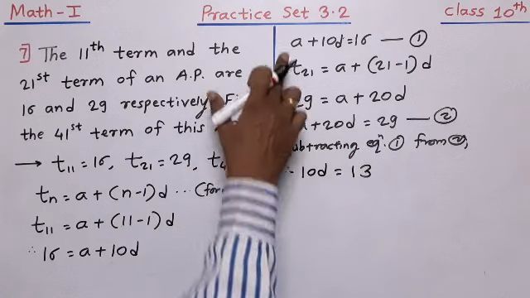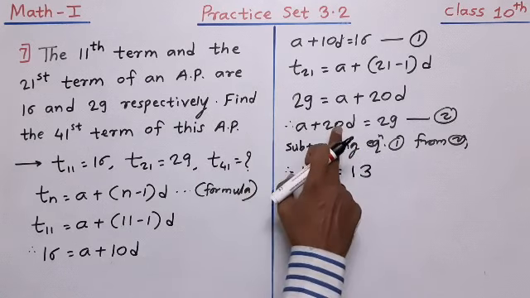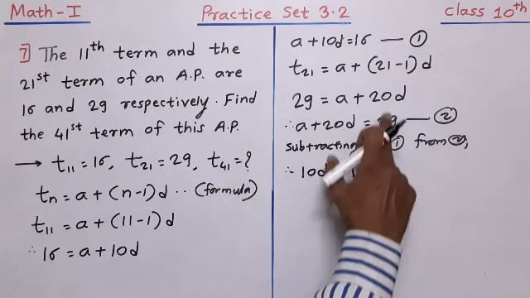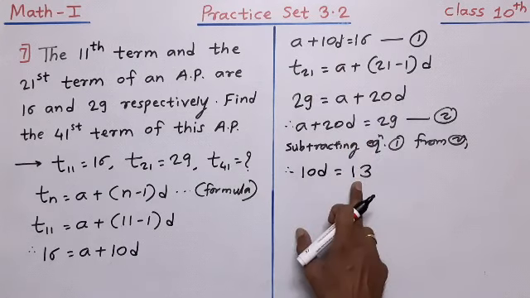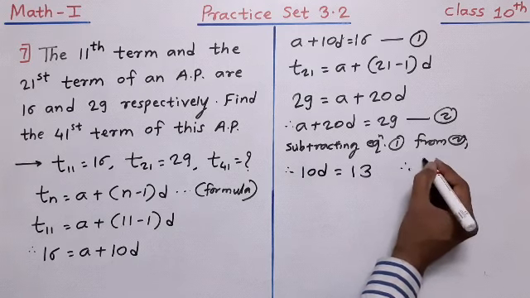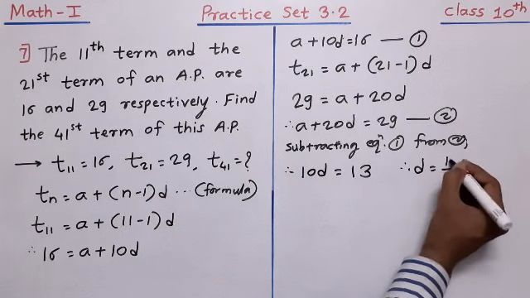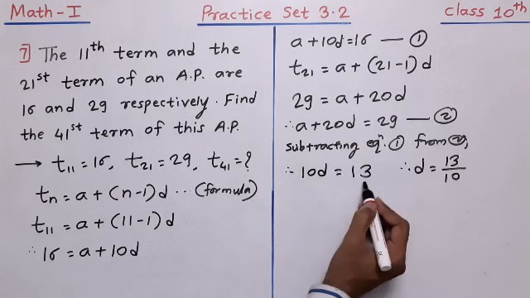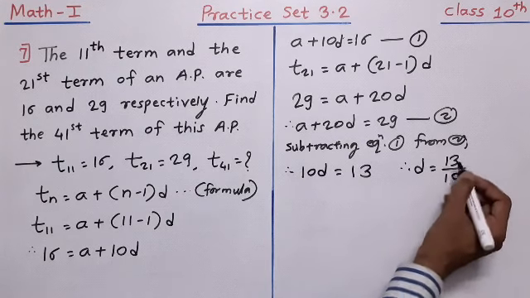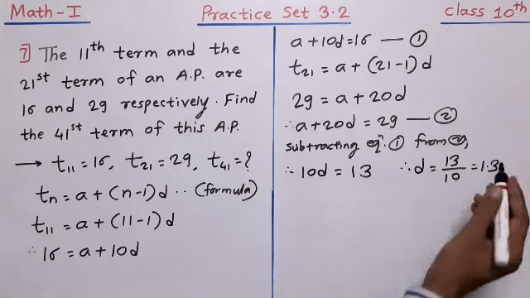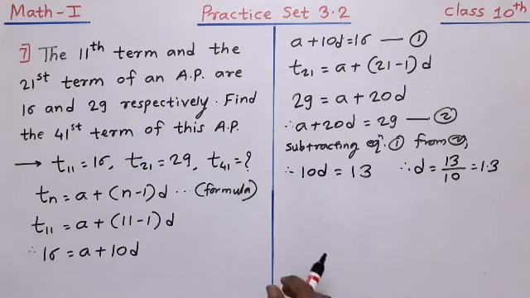See here, a minus a, 0. We are not writing it here. 20d minus 10d, 10d is equal to 29 minus 16. It is 13. Now the value of d will be equal to 13 upon 10. As 10 is multiplied here, it is shifted to the right hand side, it becomes divided. And when we divide 13 by 10, it is 1.3. So the value of d is equal to 1.3.